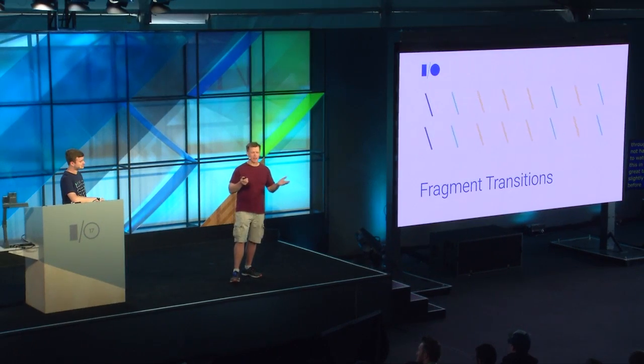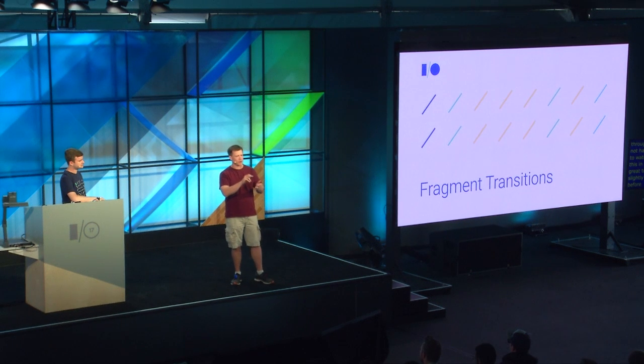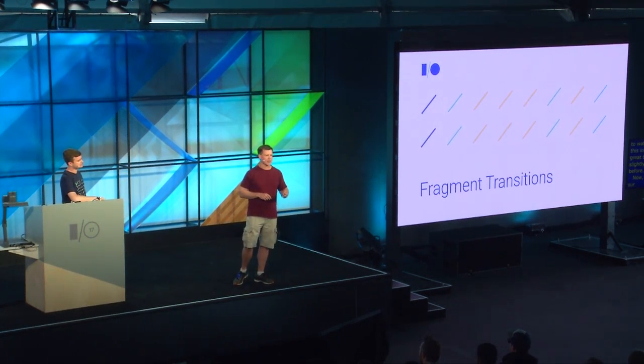Now, you might have seen in our application that as the user clicked through the checkout screen, it was just pop, pop, pop, pop. The screens changed instantaneously. And that's not very pleasant. So what we can do is we can add transitions. The easiest ones to use are the basic transitions that come with fragments.